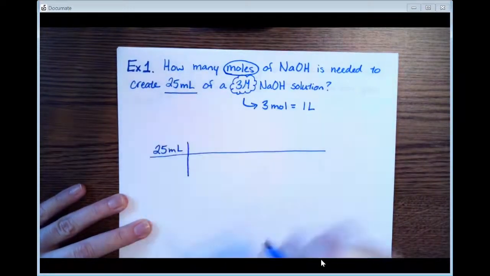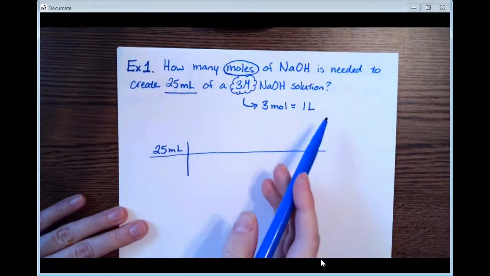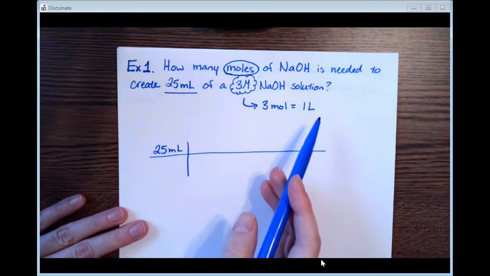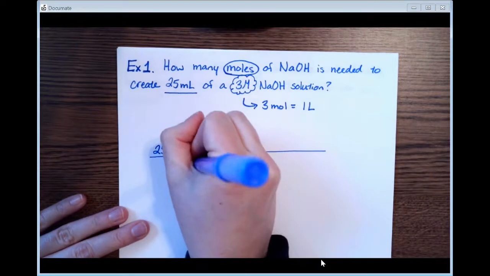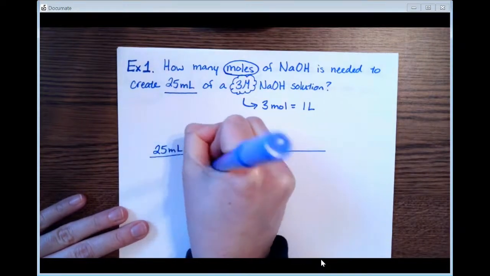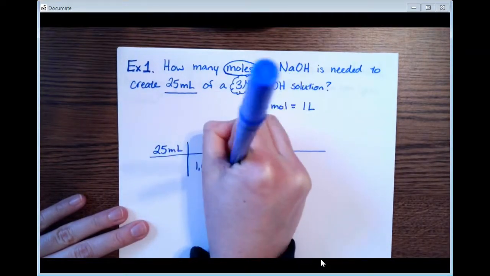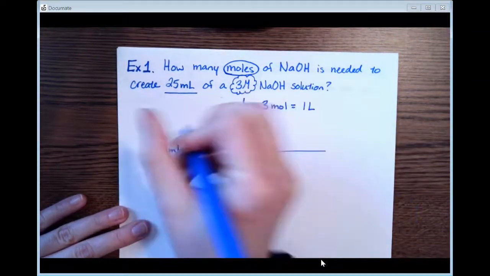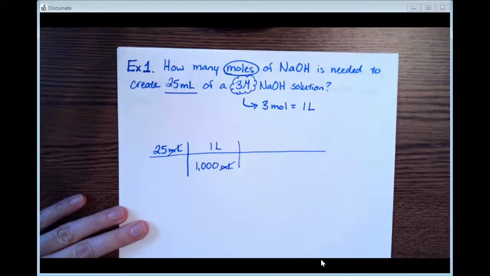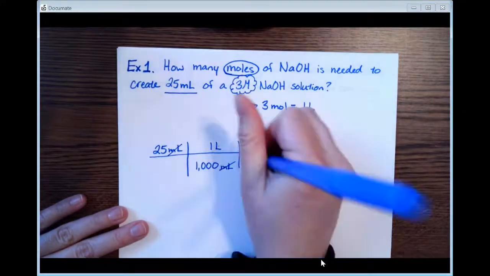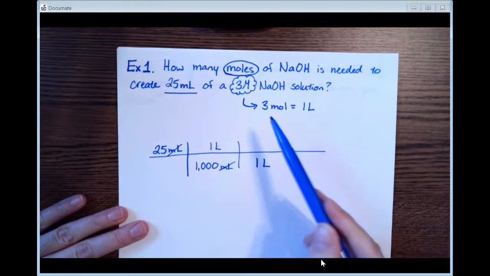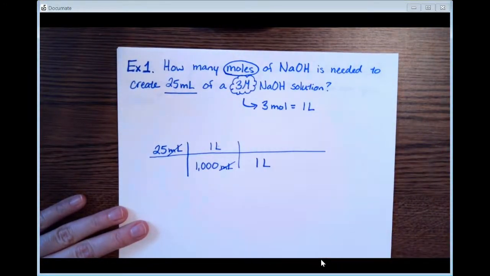Okay, so if I look, I have milliliters and I have liters. Can't go directly from one to the other, so I have to convert. So I know milli means 1,000. So I have 1,000 milliliters for every 1 liter. Okay, so cross those out on the diagonal. Now, if I have liters on top, I need liters on the bottom. And then I want to get moles. So I'm going to end up with the 3 moles on the top.